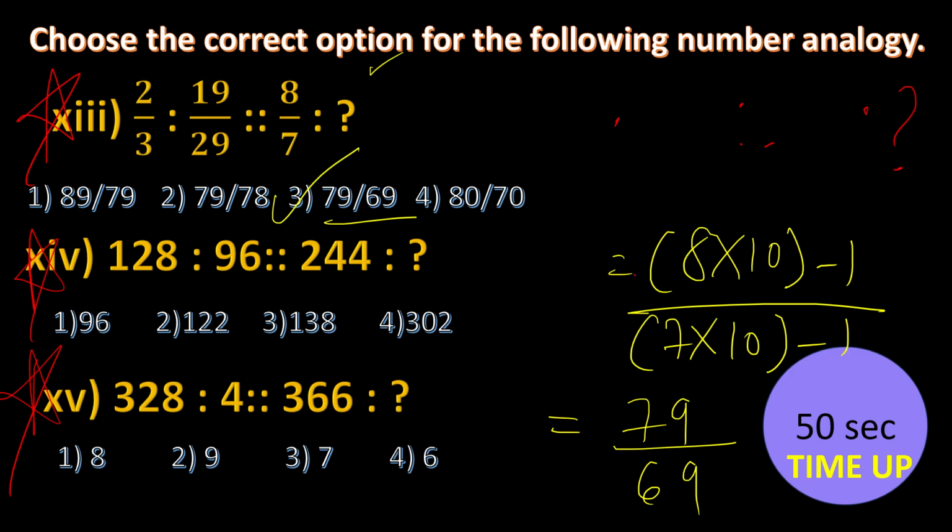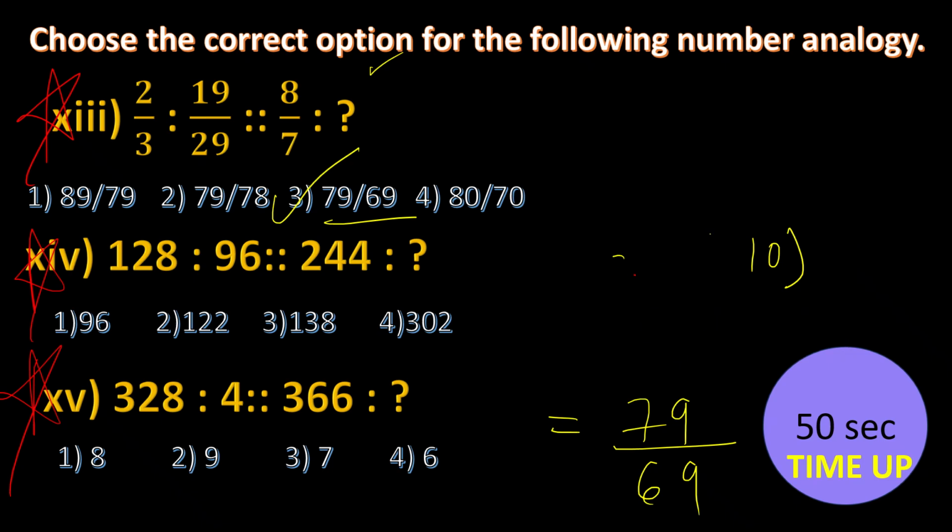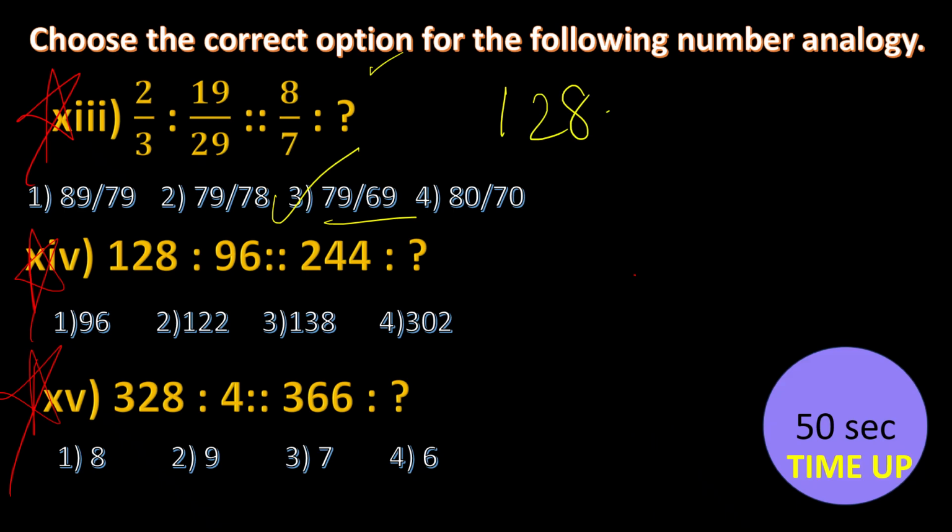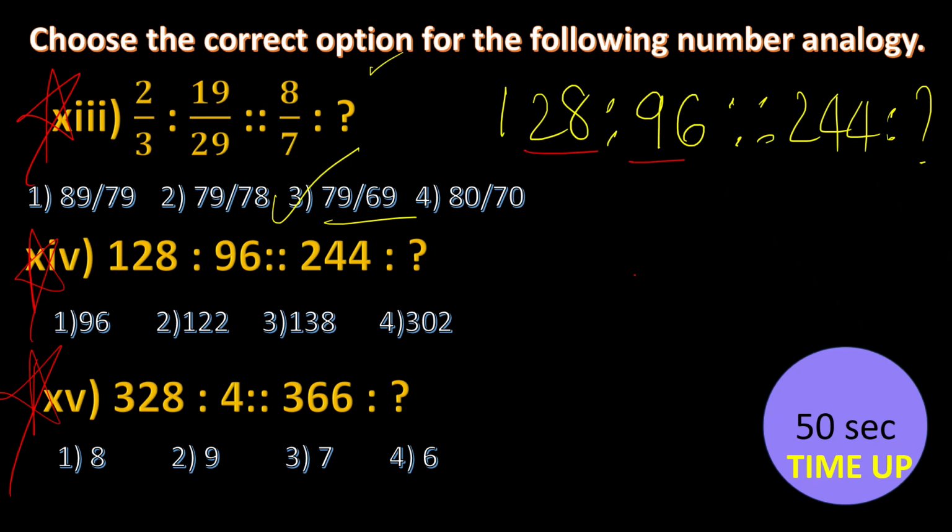Next one is 128 is giving you 96 and 244 will give you what? This is also an important question. 128 is giving you 96. 244 is giving you what? So from 128, how are you getting 96?